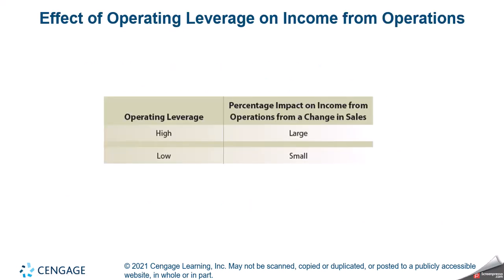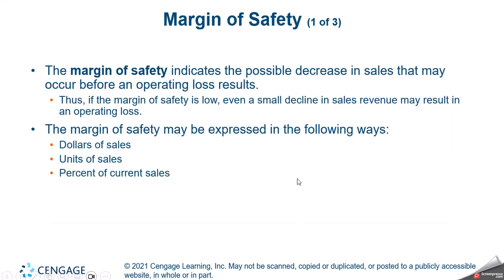So if our degree of operating leverage is high, the percentage impact on income is going to be big. If our degree of operating leverage is low, then the impact on our income is going to be smaller.